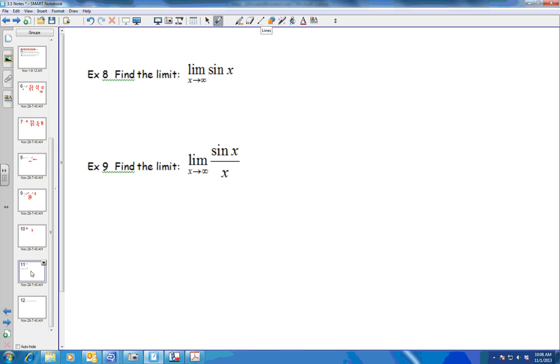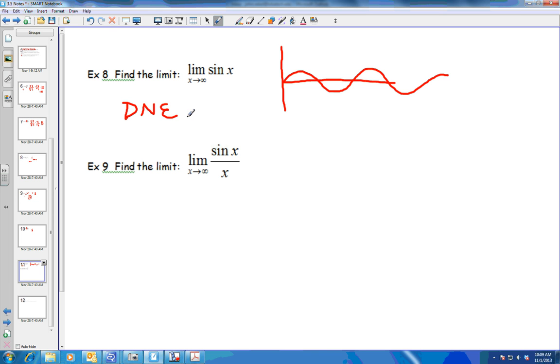All right, we're almost done. Example 8. Find the limit as x approaches infinity of sine x. So remember what sine x looks like. Sine x goes like this. It keeps on going. So as x approaches infinity, what do my y values approach? What do you see? They go up and down, up and down, up and down. Okay, so this is an oscillating function, so my limit does not exist.